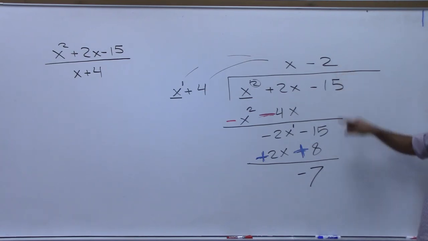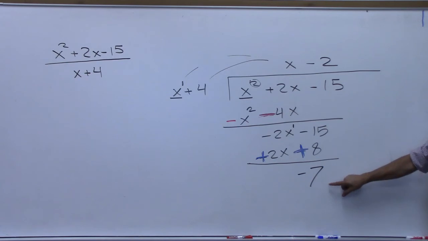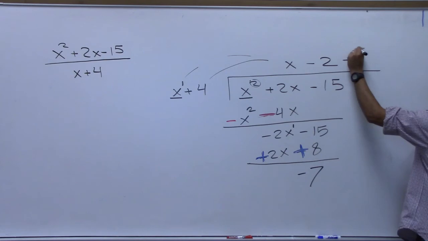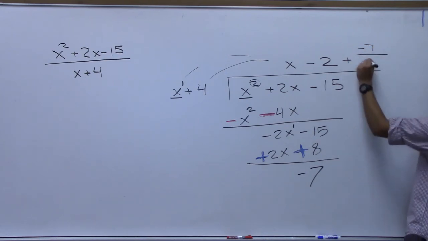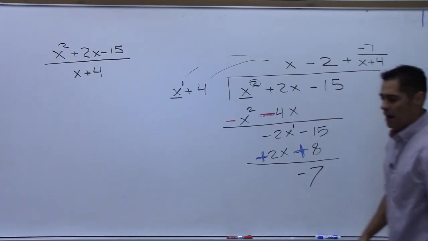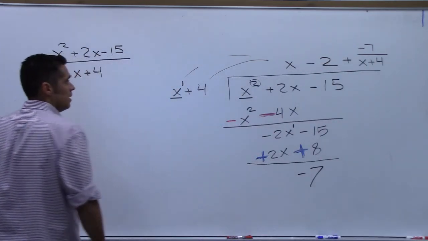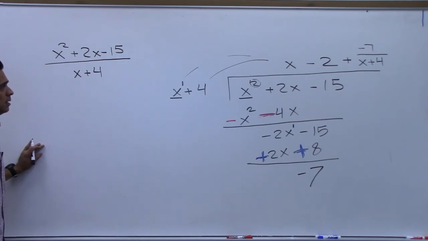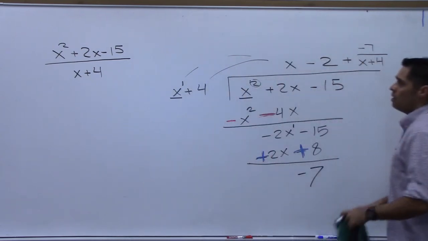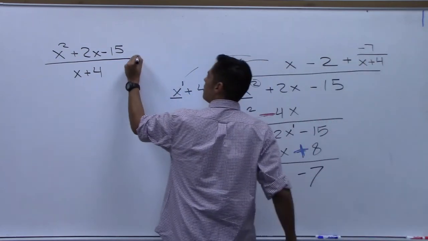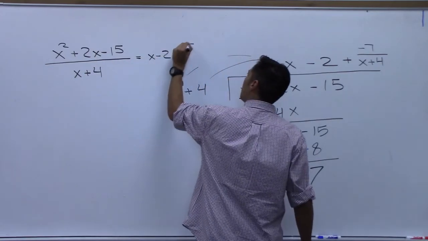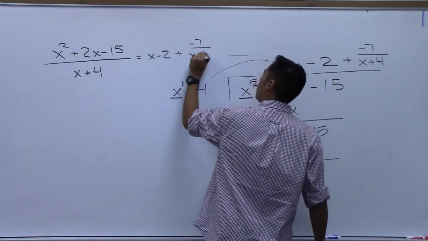This is my answer. This is my remainder. And what you do with it is you write plus the remainder, negative 7, over the divisor, x plus 4. Now, I'm going to explain to you why in an example over here. Well, I'll show you the example after we conclude what we're going to conclude. What is the answer to this problem? It's x minus 2 plus negative 7 over x plus 4. Agreed?